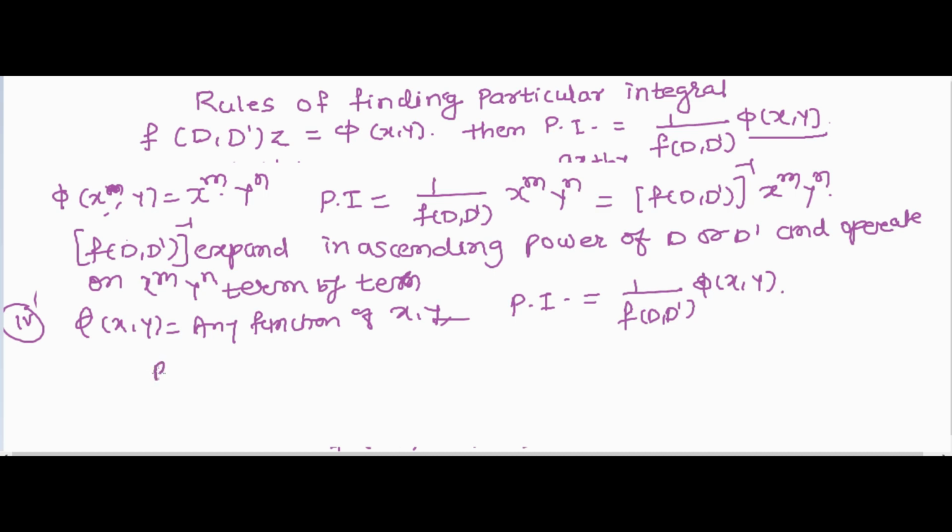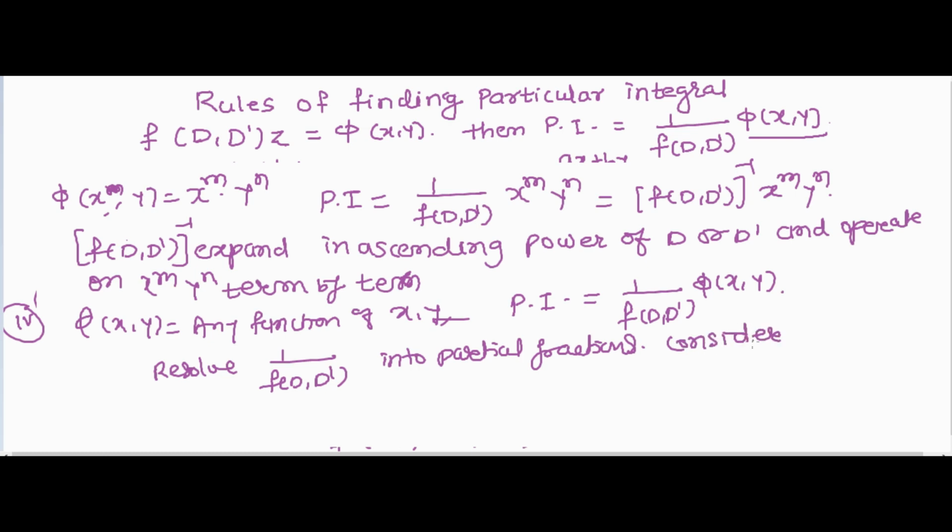First resolve 1 divided by f of D comma D dash into partial fractions, and consider f of D comma D dash as a function of D alone.